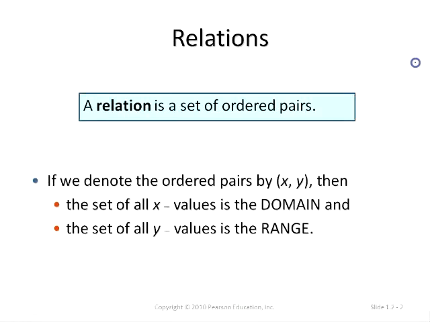If we denote the ordered pairs using a set of parentheses with each number separated by a comma, the first number in the ordered pair is considered the x coordinate. The second number is considered the y coordinate. When we consider all of the possible numbers you could use for x, that makes up what we call the domain of our relation. And if we look at the set of all the possible y values, we call that the range of a relation.